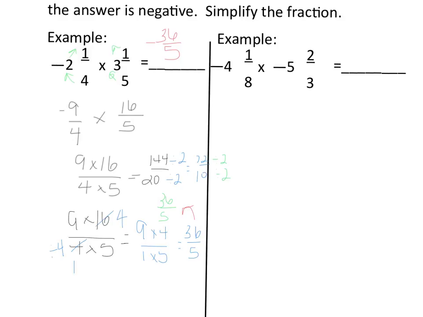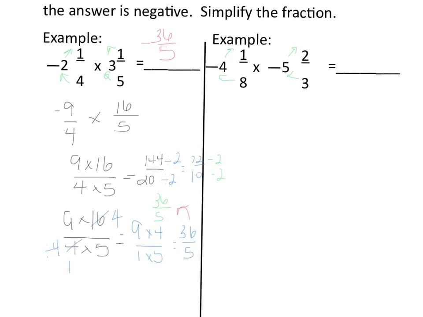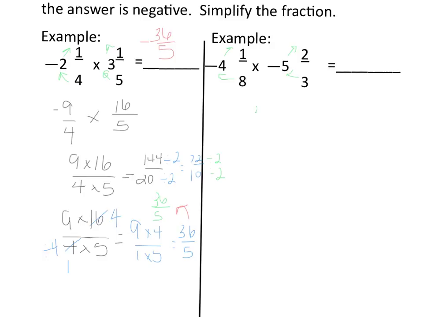Going on to the next one, negative 4 1/8 times negative 5 2/3. We know we have to make it improper. 8 times 4 is 32, plus 1 is 33 over 8, and we know it's negative, times 3 times 5 is 15, plus 2 is 17 over 3. We know it's negative.